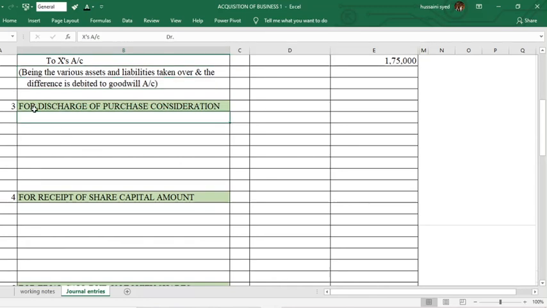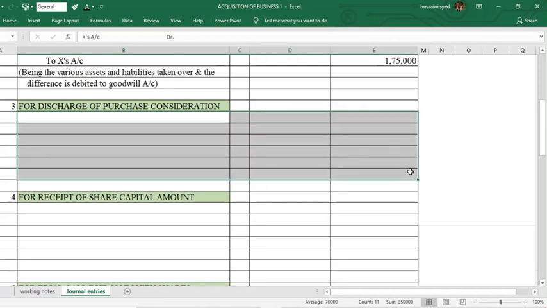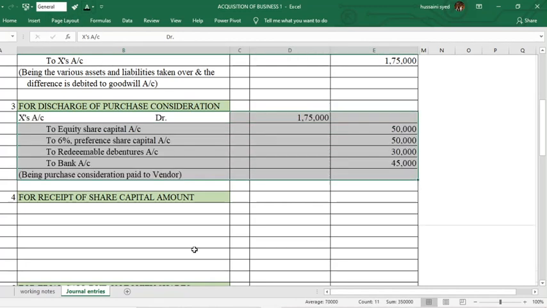The third entry is for the payment of purchase consideration. To whom is the company going to pay the purchase consideration? To the vendor X. Debit the receiver. How much is he going to receive? The total 1,75,000. In what form is he receiving? In the form of equity share capital, preference share capital, redeemable debentures, and the balance in cash.